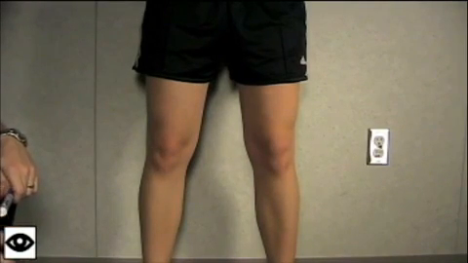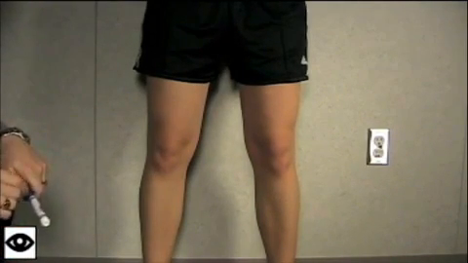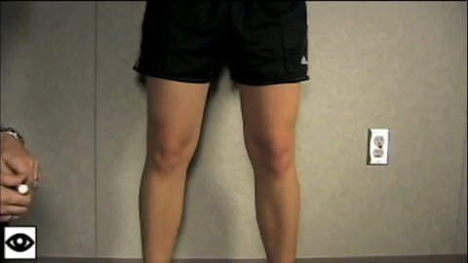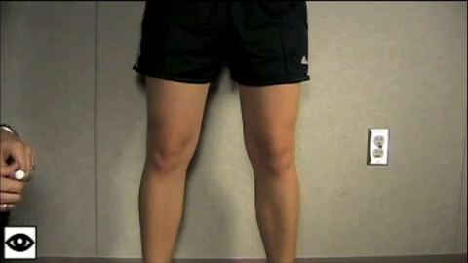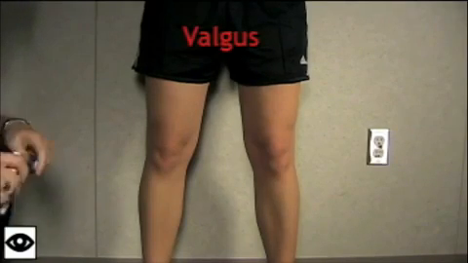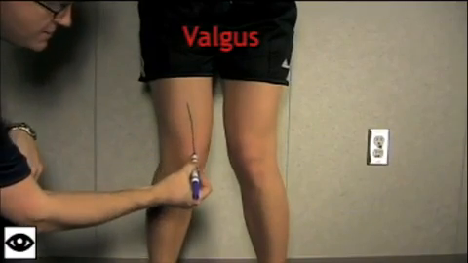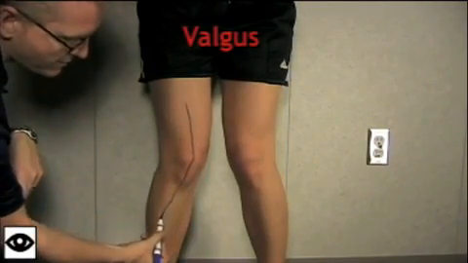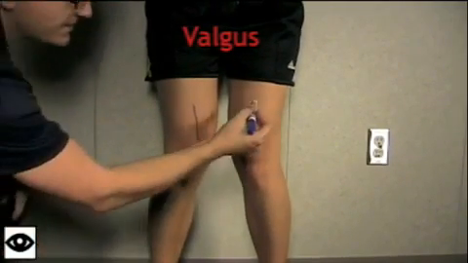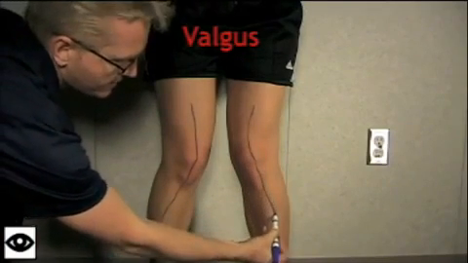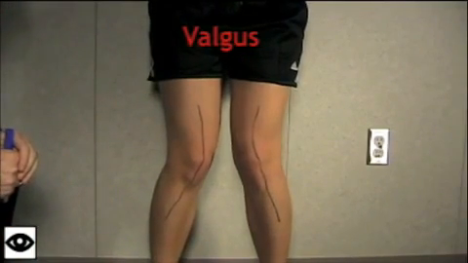And you want to look in two planes, anterior and lateral. In the anterior plane, we want to look at the alignment of the knee. And we'll talk about the common malalignments that you see, starting with a valgus malalignment. So valgus malalignment, the knees are together, and then they move out to the side. You can see that on here and here. Some people call that knock-kneed.